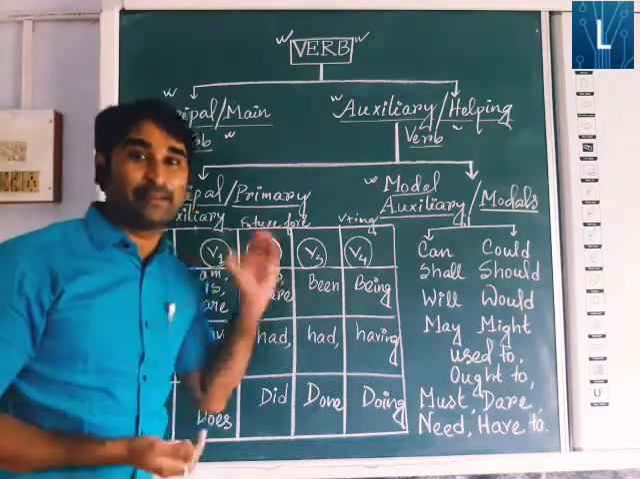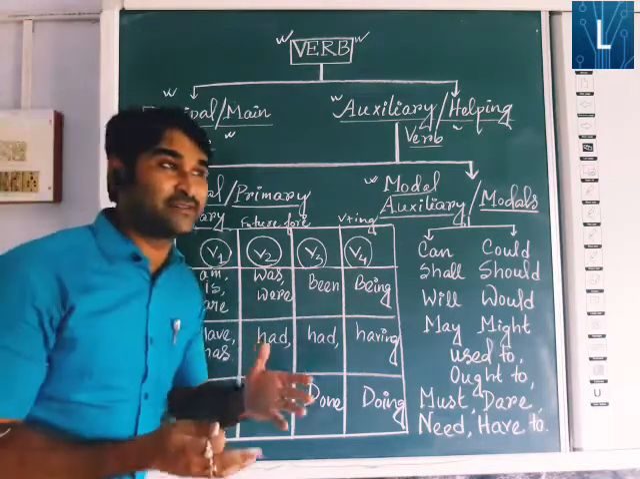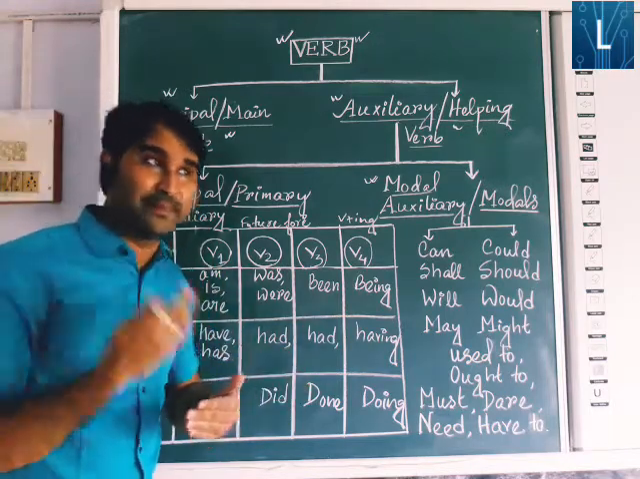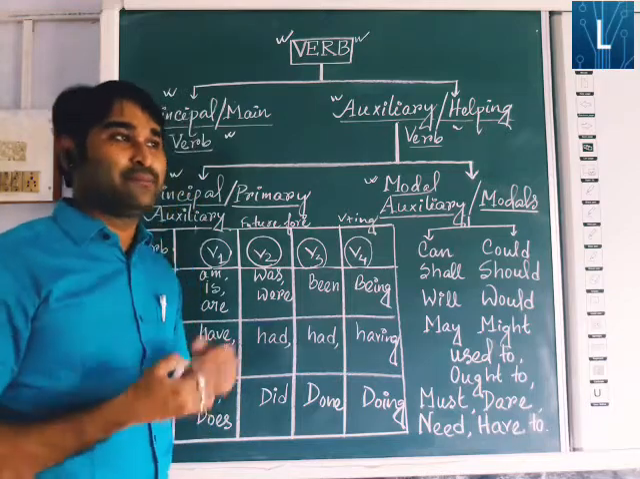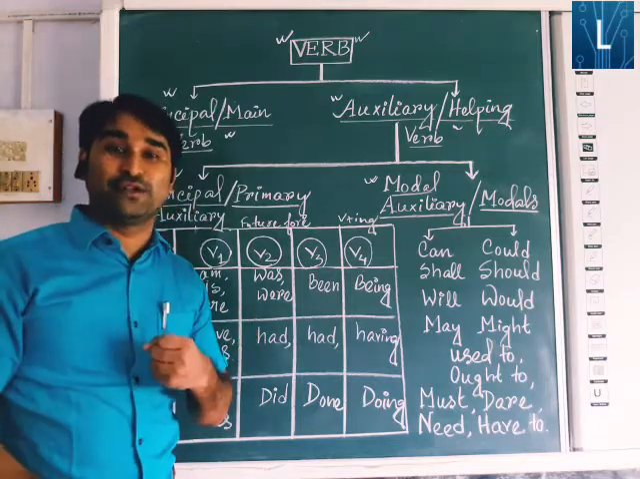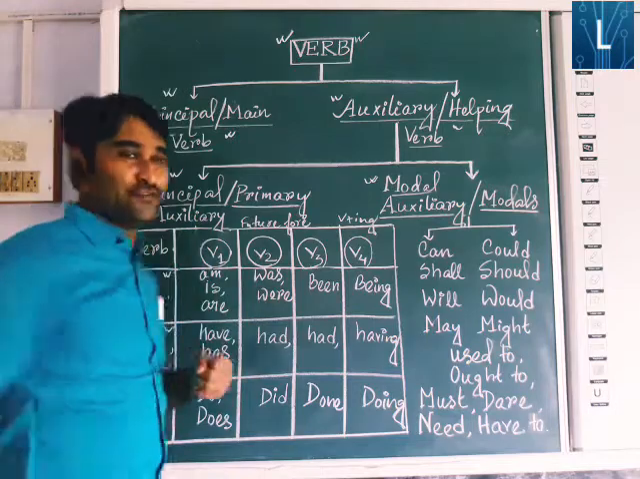Again I am repeating why they have been called principal auxiliary, because all these verbs change their form according to the number, person and tense, and sometimes they will play the role of a principal verb also. That's why they have been called principal auxiliary verbs.